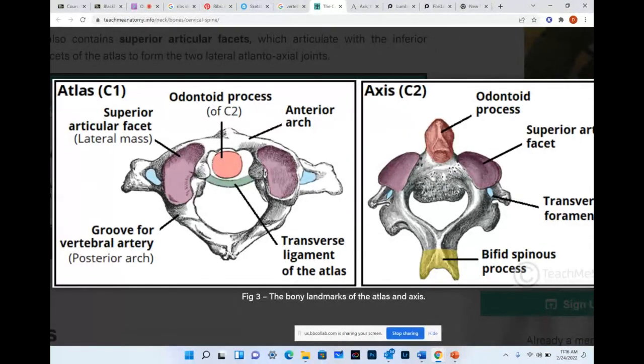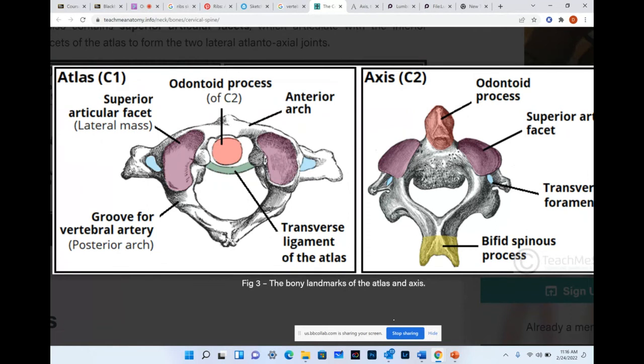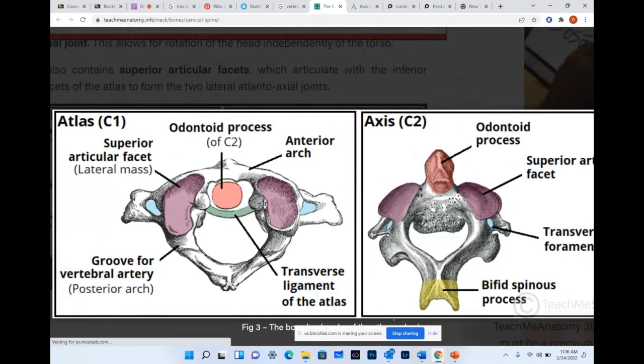So first of all, this is axis. Axis does not have spinous process. Oh, sorry, this is atlas. Atlas does not have a body anteriorly. It does not have a spinous process posteriorly. Anteriorly, on the inside of the arch, it has the facet for dens.